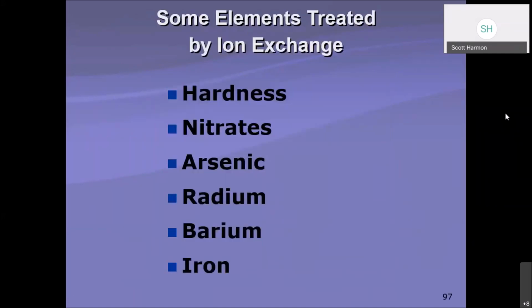All right, much like the conventional treatment method using the absorptive filtration or whatever, some of the elements treated by ion exchange, other than arsenic, right? Hardness, nitrates, radium, barium, iron, those types of things have been used for years, and ion exchange has been used for a very long time to deal with these types of issues, but they have advantages for other types of contaminants that you may have in your source water.